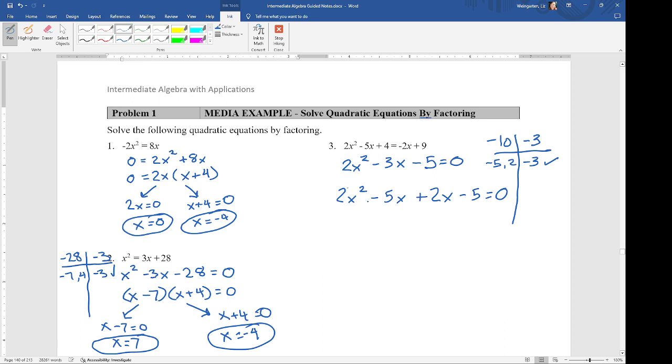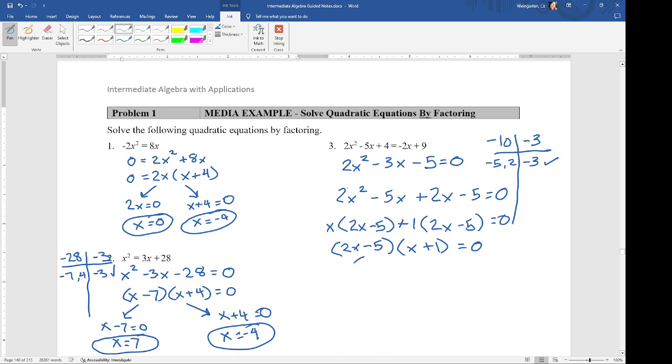I'm going to factor out an x here. There's no common factor, so I'm going to factor out a 1 over here. Now I'm going to factor out a 2x minus 5. And I'm left with x plus 1.